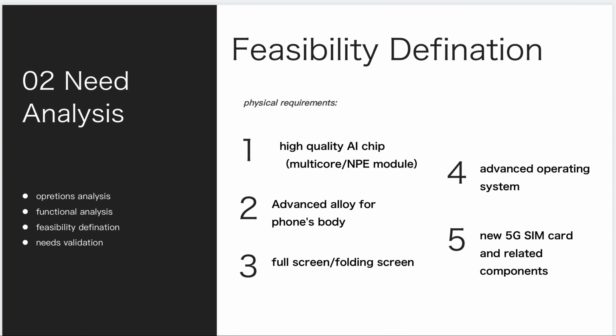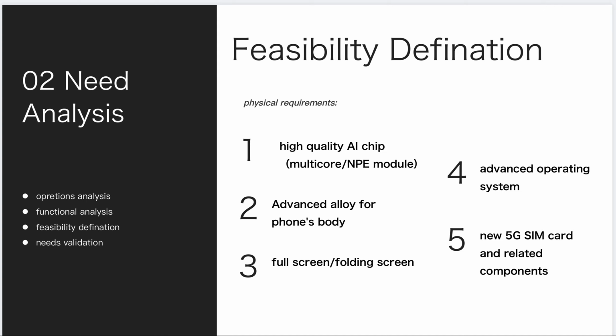And the next part is feasibility definition. For this part, we could get physical requirements. The first one is a high quality AI chip which is installed with multi-core, meaning that it could deal with quantities of data, and the AI chip should install a neural processing engine model to support AI functions.